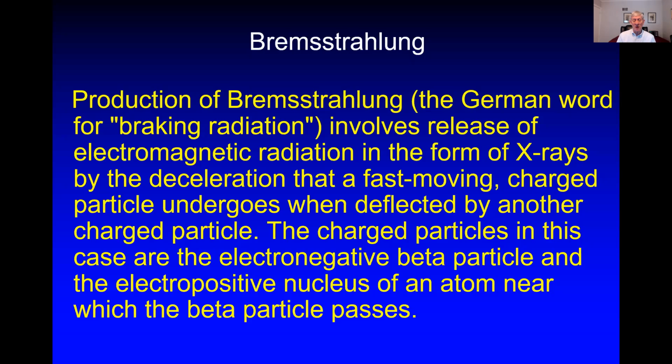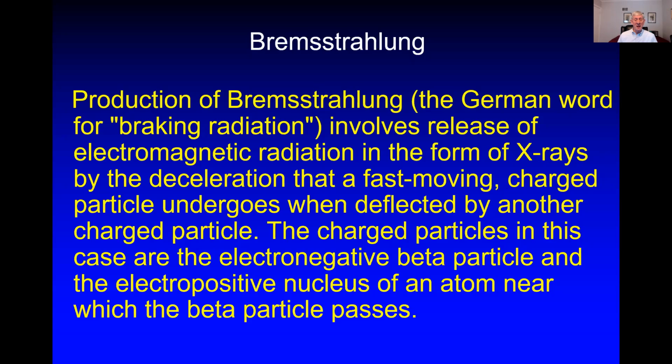Here's what's involved. We have a fast moving, and here's the key word, a charged particle. We're not talking about a neutron, but a fast moving charged particle, like a beta minus particle or a beta plus particle. And when it comes near a nucleus, there is either an attractive or a repulsive force that will change the direction of the path of that particle and slow it down.